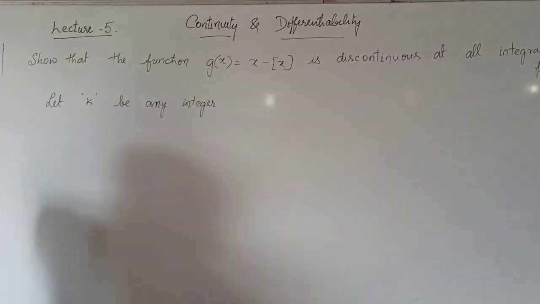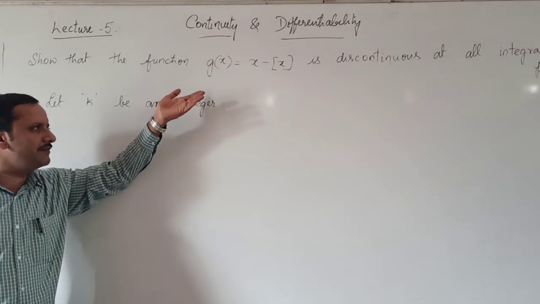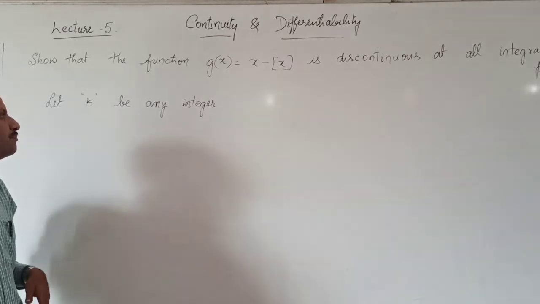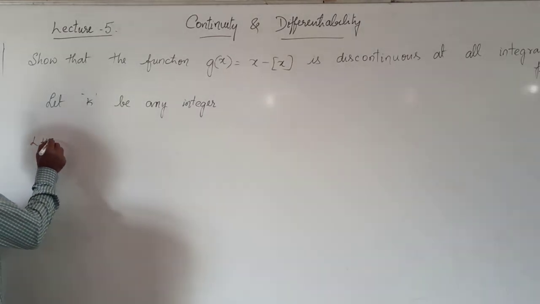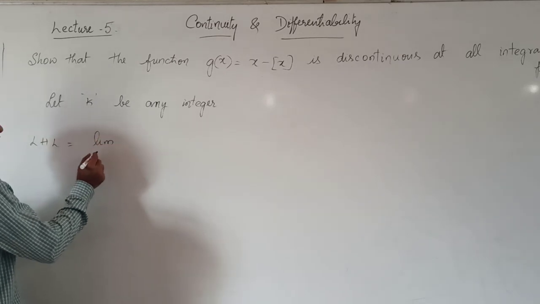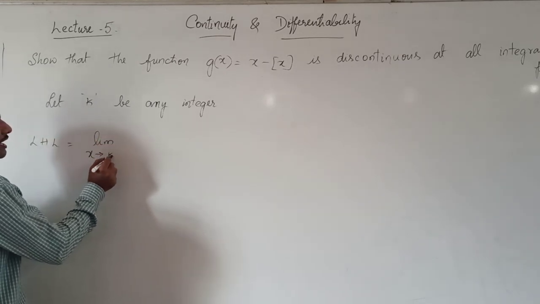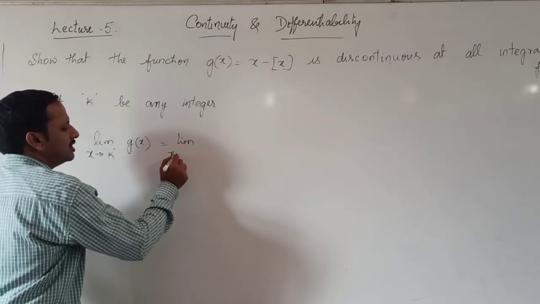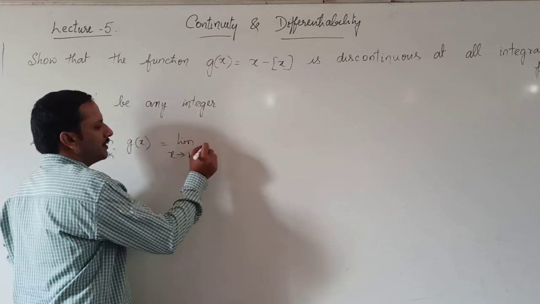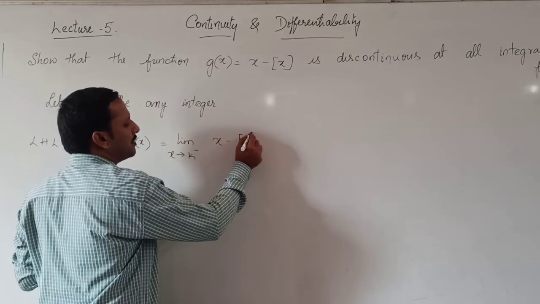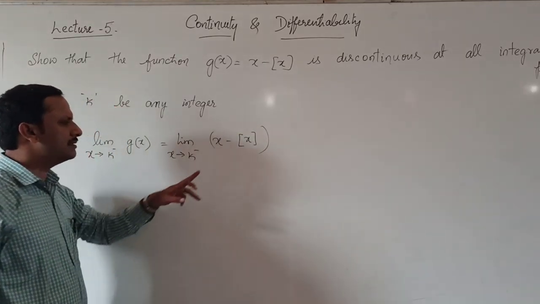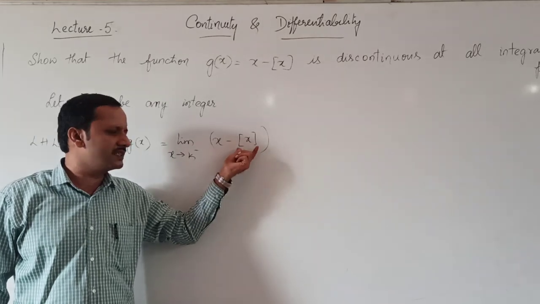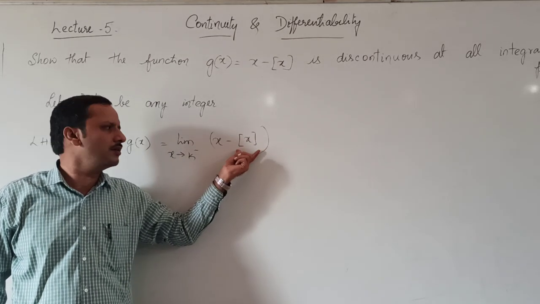Now we will see whether g of x is continuous or not at k. So for that I find out left hand limit, which is limit x tends to k minus g of x. What is g of x? x minus [x]. x we know. [x] is the greatest integer function, which is the greatest integer less than or equal to x.